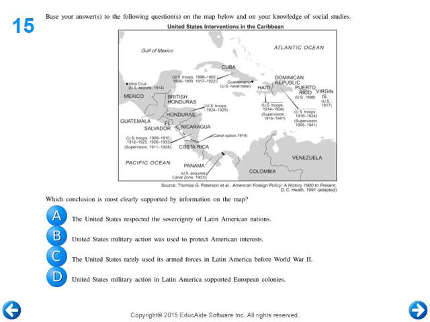I mean, there's all sorts of instances where we used our military. D, the U.S. military action in Latin America supported European colonies. No, the Roosevelt Corollary told them to stay out. So did the Monroe Doctrine, period. It's going to be B. We had set up business interests in all these countries. And the whole reason that our military was getting involved was to make sure that our business interests were protected.